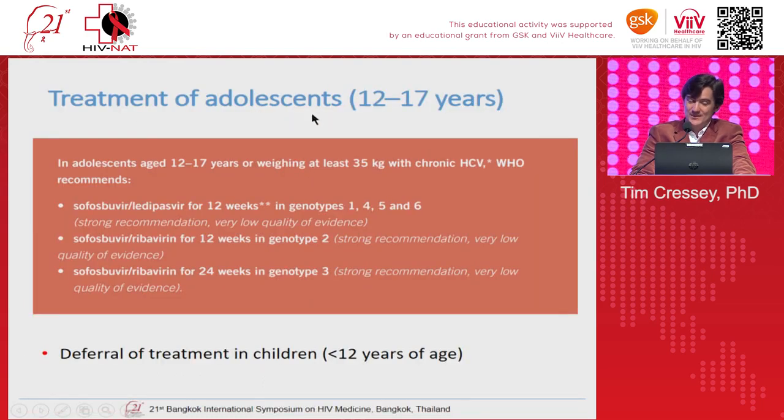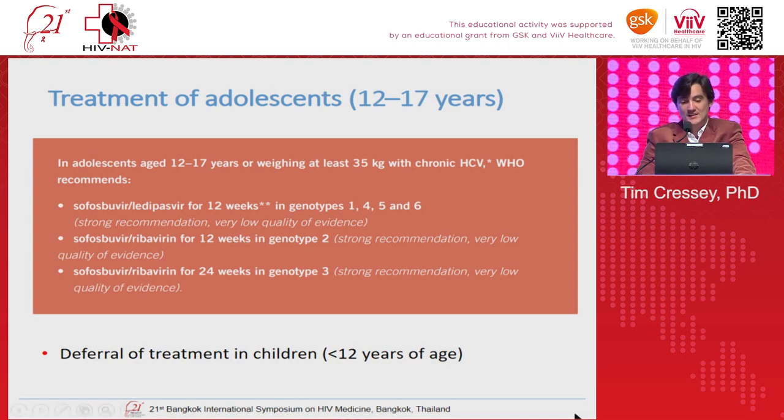For adolescents below 18 years old, there are fewer options available. They recommend sofosbuvir for 12 weeks, but only for a specific genotype, and then maybe sofosbuvir with ribavirin for longer if it's genotype 3. So clearly it's like HIV. We have these drugs which are very good in adults, but it takes time to get the studies done to get them down into adolescents and then even into children.